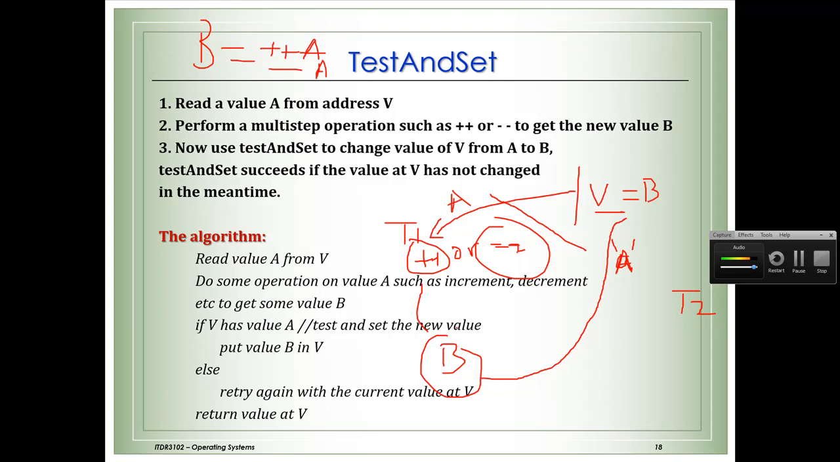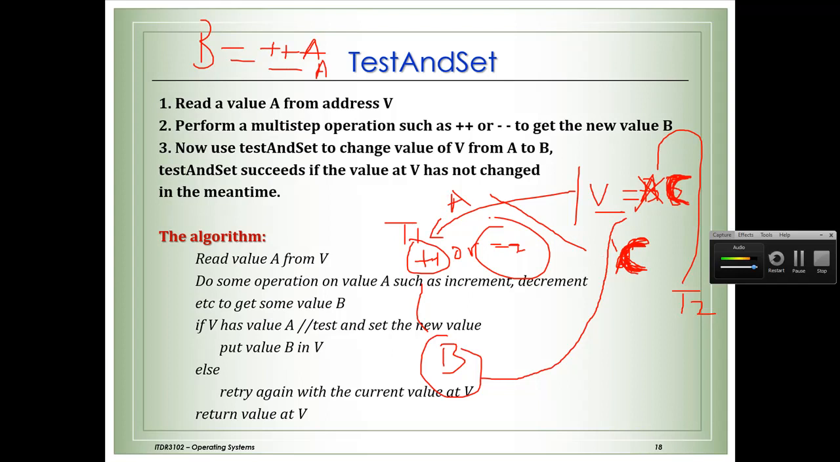Okay, so otherwise, another scenario: before T1 stores the value, let's say T2 has already removed A and updated the value to C. T2 has already updated the value from A to C before T1 stores B into the memory location V. Now T1 is coming, it has finished the calculation, so it checks what is the value in V. Let's say the value is C.